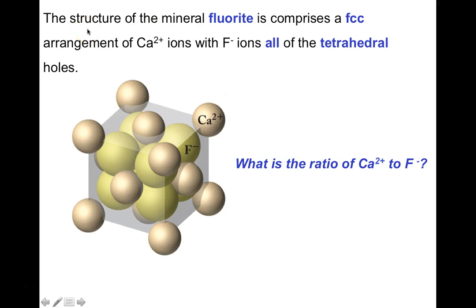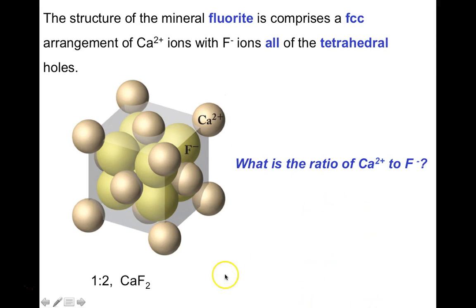The third really common structure that we're going to see amongst ionic compounds is referred to as the fluorite structure. The mineral fluorite is comprised of a face-centered cubic array of cations, this time positive calcium ions, and then the fluoride ions in all of the tetrahedral holes. So in a face-centered cubic array, we're going to get 4 calcium ions. As there are 8 tetrahedral holes per unit cell, we're going to get 8 fluoride ions per unit cell. So 4 to 8, that's going to give me a 1-to-2 ratio.